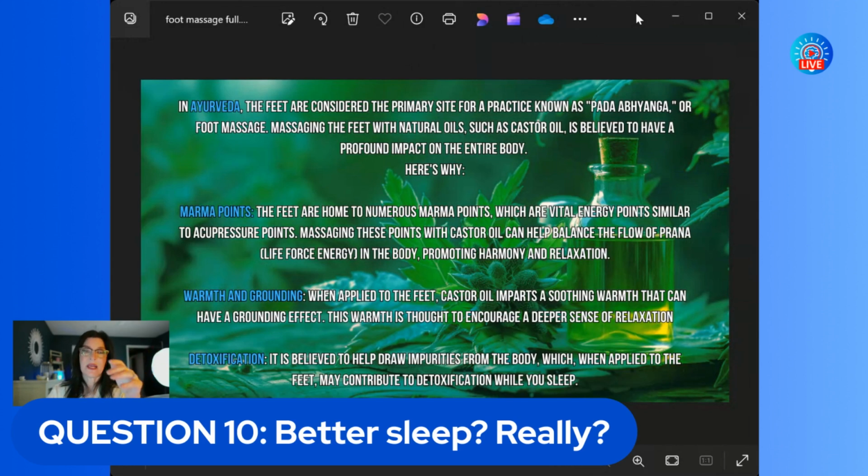What this talks about is an Ayurvedic practice. The feet are considered the primary site for a practice known as, and I am going to probably butcher these pronunciations, Pada Abhyanga, or foot massage. Massaging the feet with natural oils such as castor oil is believed to have a profound impact on the entire body, and here's why. Marma points. The feet are home to numerous marma points, which are vital energy points similar to acupressure points. Massaging these points with castor oil can help balance the flow of prana, which is life force energy, in the body, promoting harmony and relaxation.